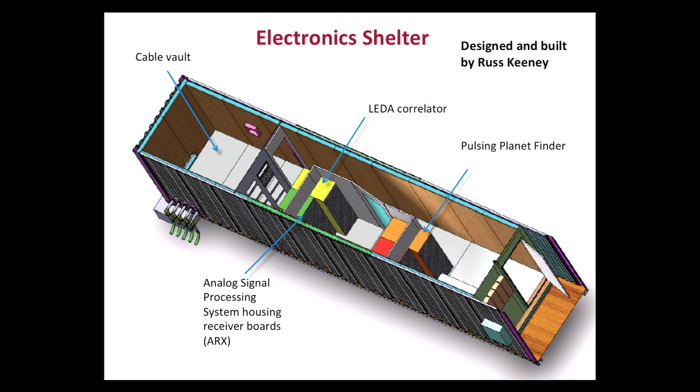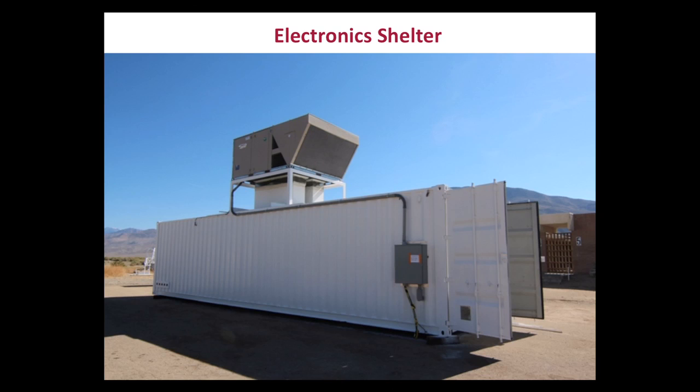And this is probably what I think is the most impressive aspect of the entire array, because an engineer on site, Russ Keeney, built this incredible container that basically holds our camera, but also holds our pulsing planet finder, and I'll discuss that in a minute. But that's a lot of heat within that container. And he built this huge HVAC unit to basically get rid of all that heat. So we can actually put about 50 kilowatts of electronics inside that one container.